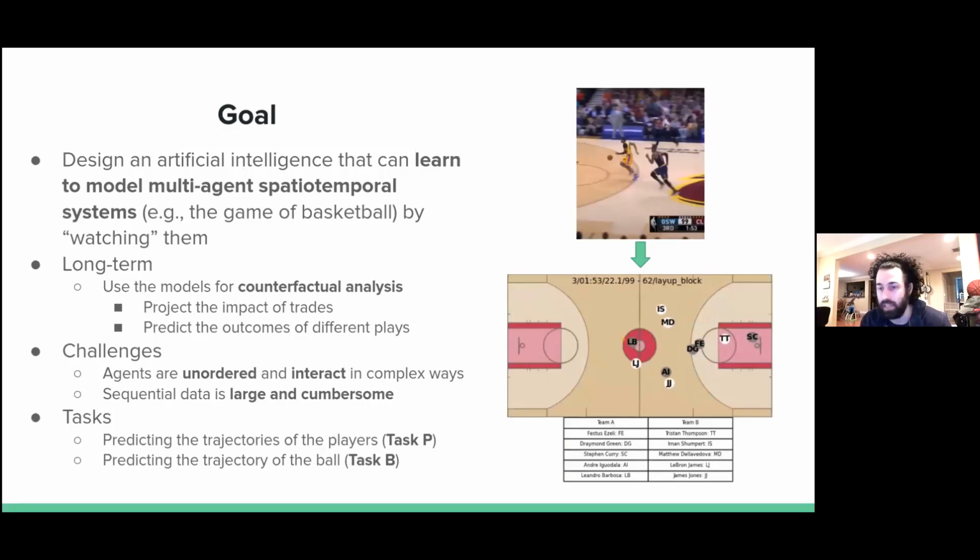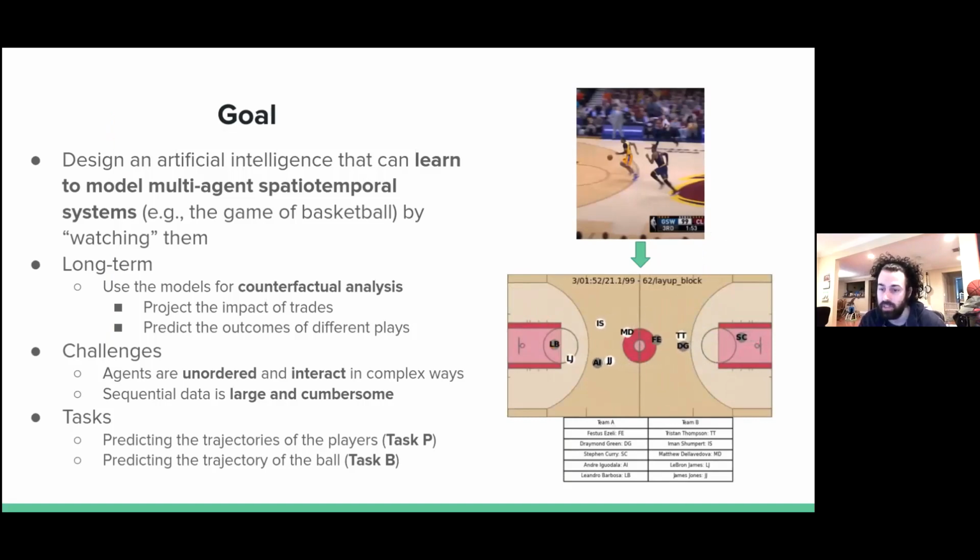Most basketball fans probably could have told you what was going to happen there because they've seen LeBron James in similar situations a ton of times. What often ends up happening is LeBron ends up making the block. So today I'm going to be describing our research where we set out to design an artificial intelligence that can learn to understand multi-agent spatiotemporal systems like the game of basketball simply by watching them.